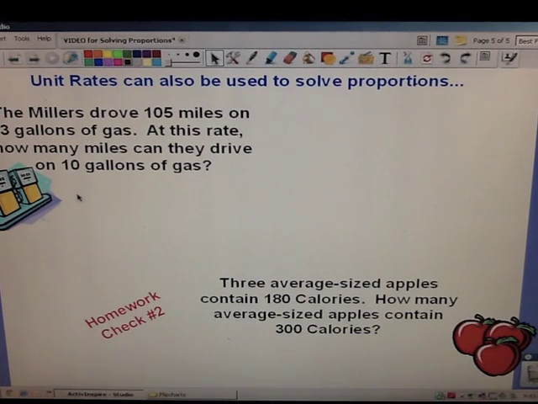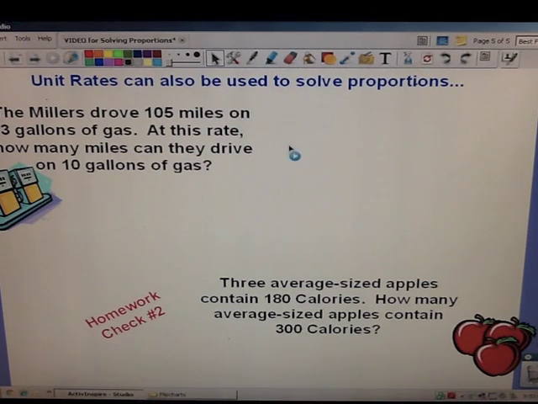Okay, sometimes unit rates can be used to solve proportions. Sometimes just using scale factor by itself is not enough. Let's take a look at our first example. The Millers drove 105 miles on 3 gallons of gas. At this rate, how many miles can they drive on 10 gallons of gas?